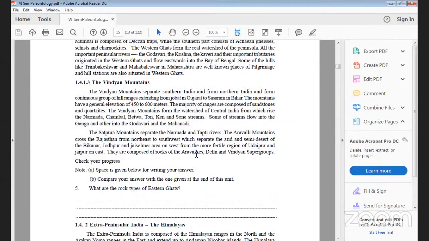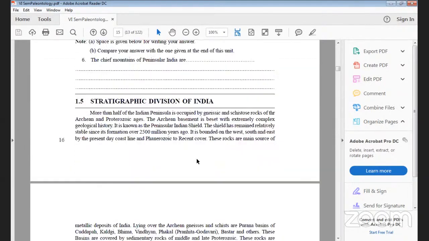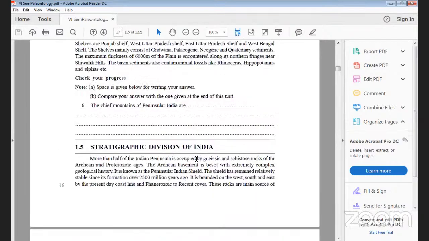And next one is the Vindhyan Mountain, and we'll continue tomorrow. I'm stopping here.